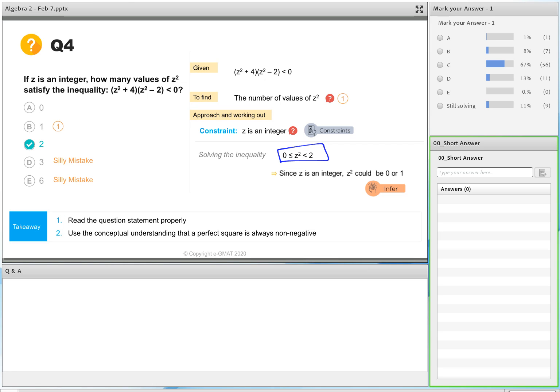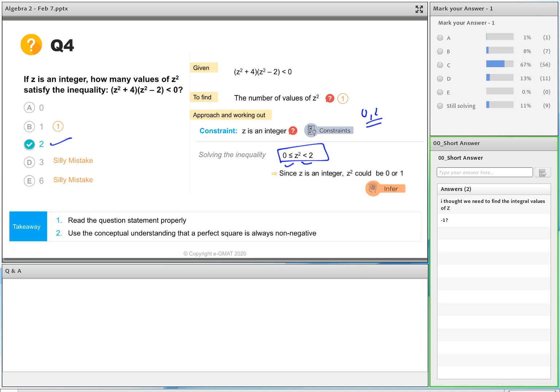So what are the different values that Z square can take? And what are the different integral values present in this range? The different integral values are 0 and 1, because since it's less than 2, I cannot take 2. So 0 and 1 are the only two integral values. Can Z square take 0? Yes, it can. Can Z square take 1? Yes, it can, because both of these numbers lie in this range. So that is the reason the answer for this question is choice C and not choices B or D.